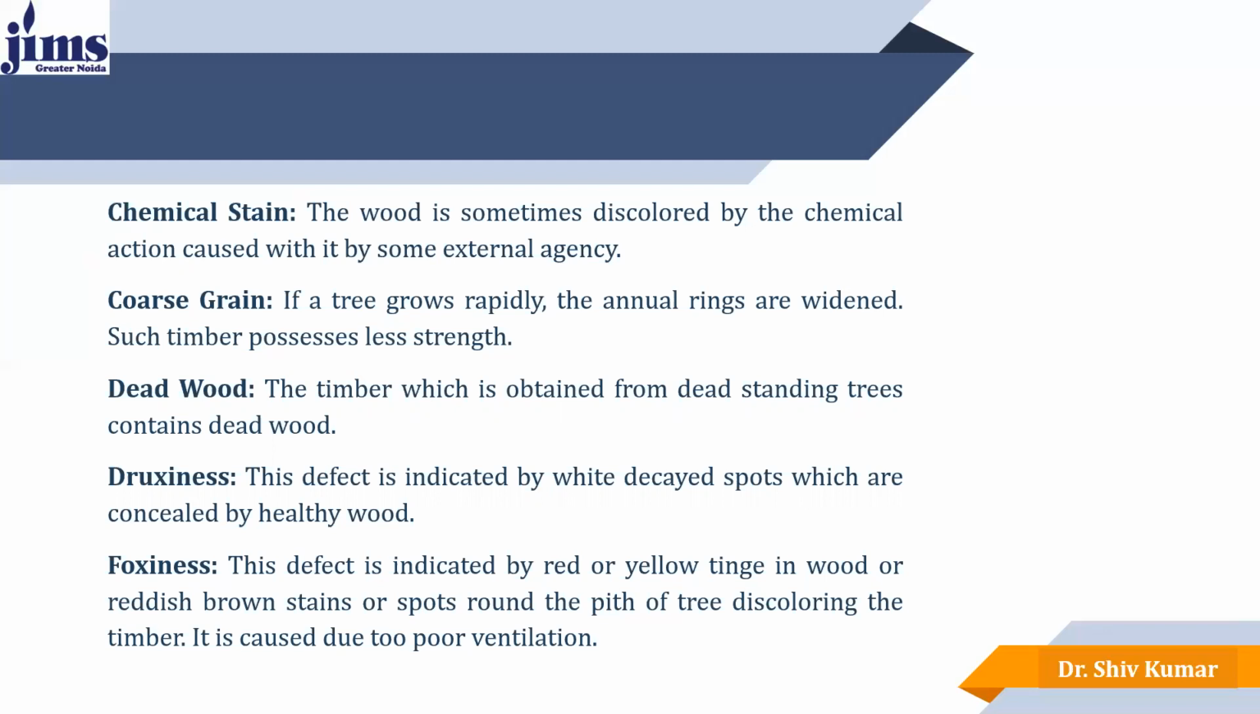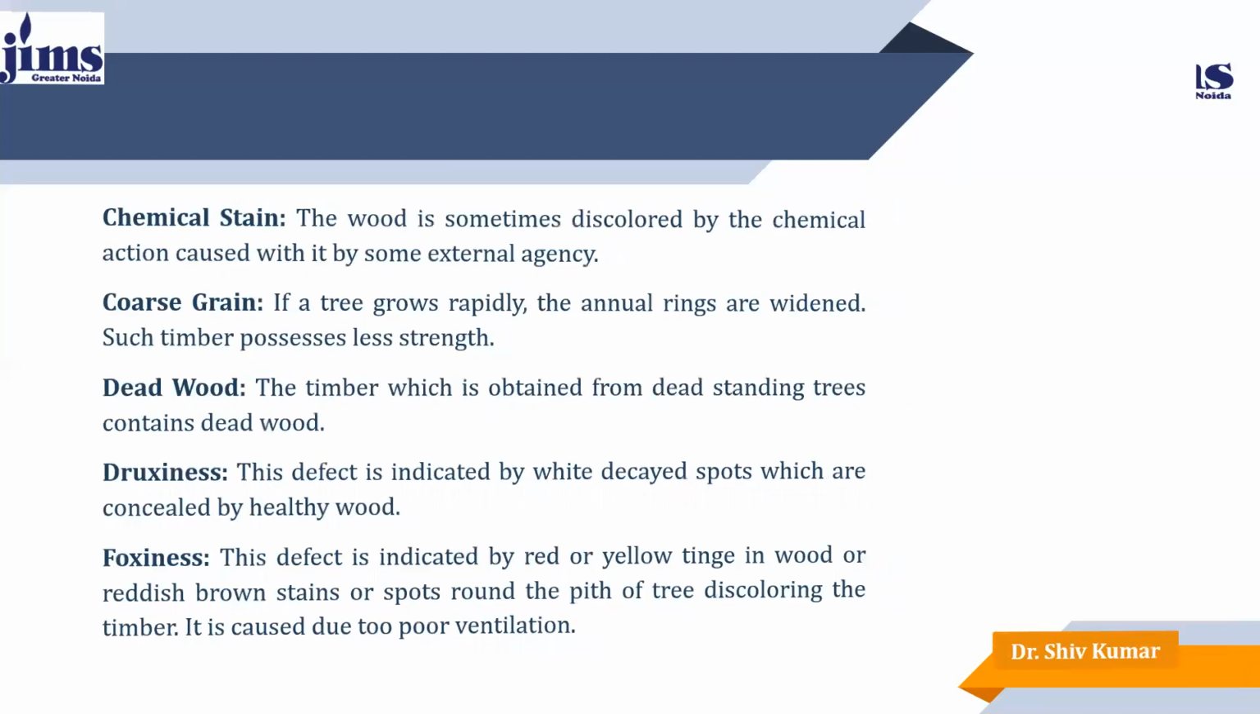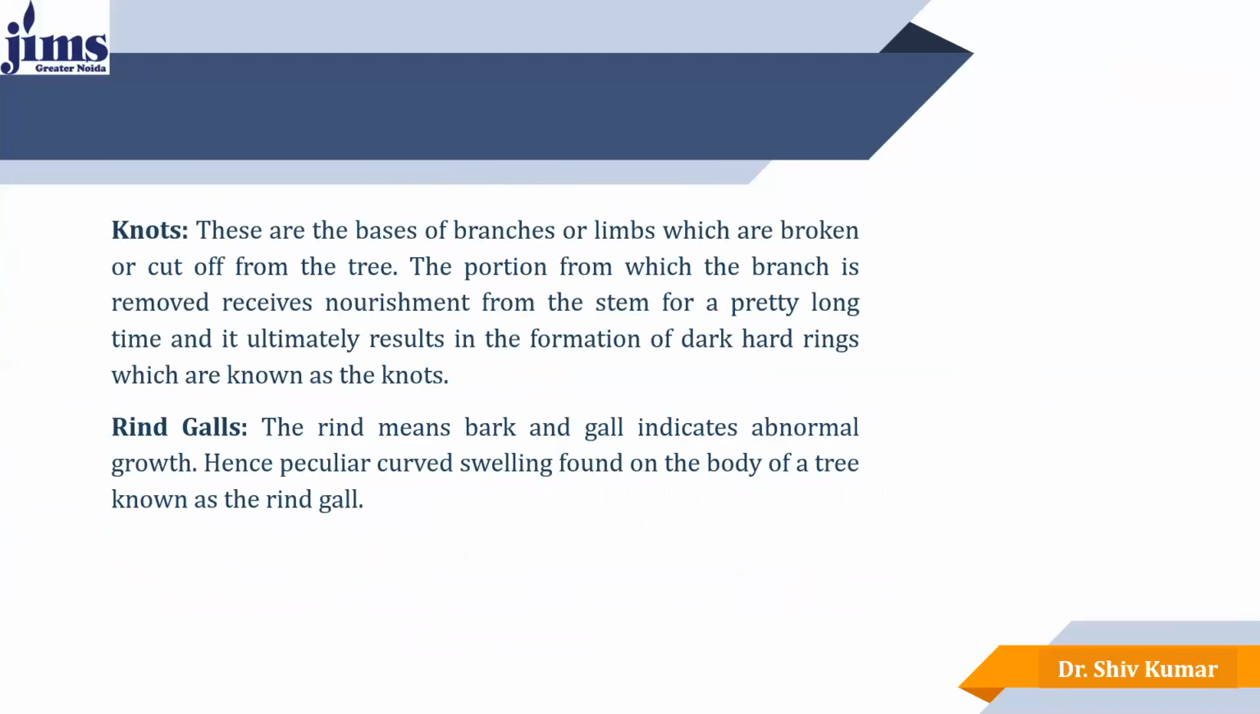Dotage. The defect is indicated by white decayed spots, which are concealed by the healthy wood. Foxiness. This defect is indicated by a red or yellow tinge in the wood. Sometimes it is reddish or sometimes brownish in color. This is a type of spot around the pith of the tree, discoloring the timber, and may be caused by poor ventilation.